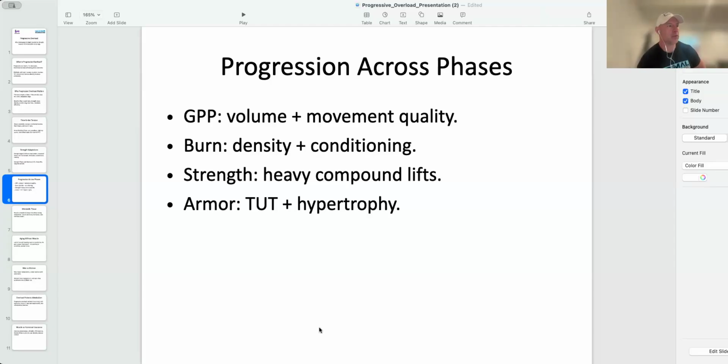The strength aspect, we may use heavy compound lifts, we may not, because you can still get strong with machines. But there's just a different component that's a little bit more advanced without machines. So there's just different ways to go at it. And then the armor, you heard me talk about this, is time under tension hypertrophy. Again, it takes a lot more effort for that to be effective with females. It just does.